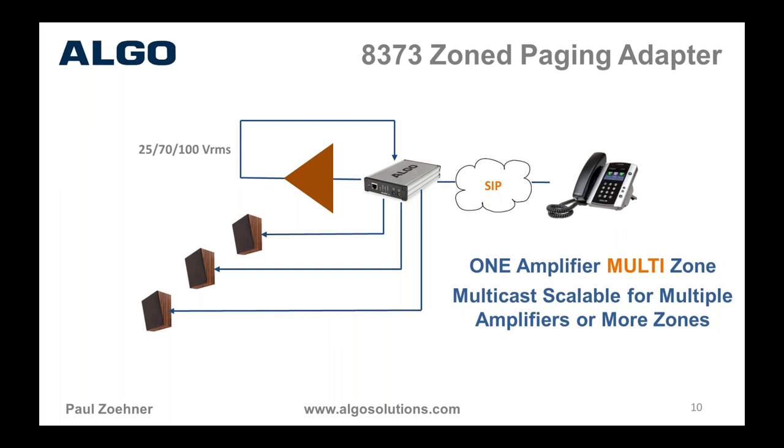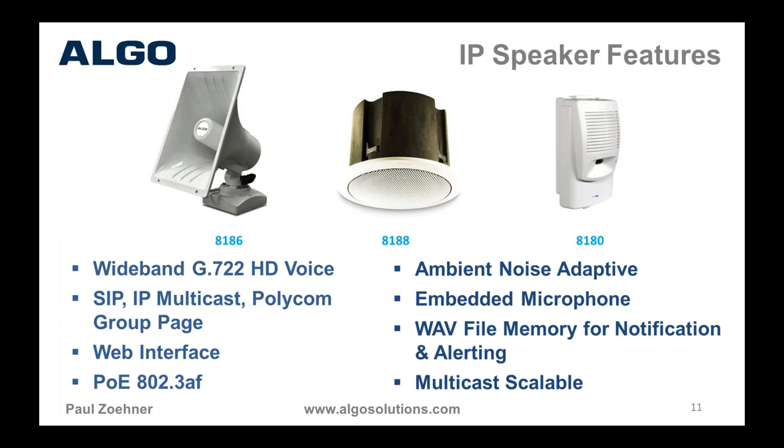You can have the zoning based on after a SIP call is made, the key presses that come from the phone to determine the zone, or the zoning could be based on the multicast address that is received by the device. And again, scalable, not just for multiple amplifiers, but also if you have a single amplifier that has more than 3 zones behind it, then these devices can be multicast scaled, so you can deal with scenarios where they have 6 zones, 9 zones, 12 zones, or more. So those are the paging adapters.